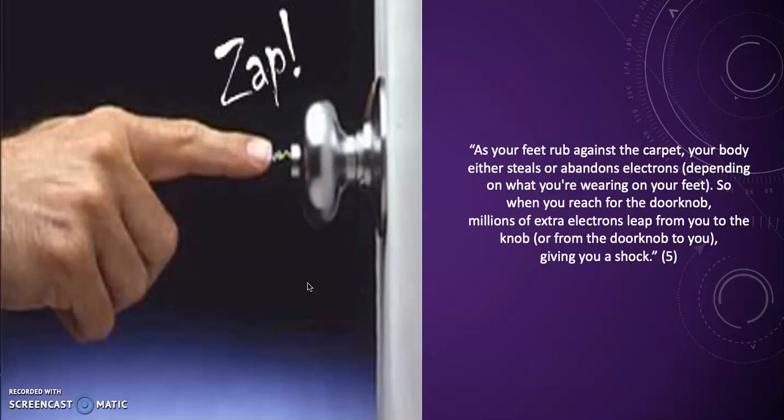But if it were to be the other way around, if you had a more negative charge built up in your fingers because you were wearing like rubber-soled shoes or something, when you go to touch the doorknob, the electrons are going to jump from your finger to the doorknob.